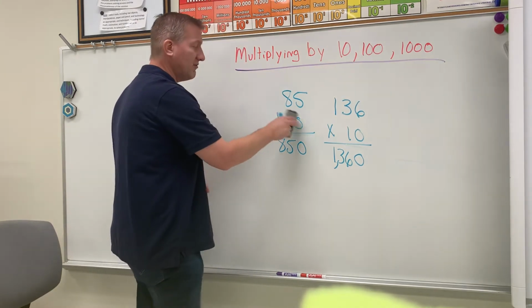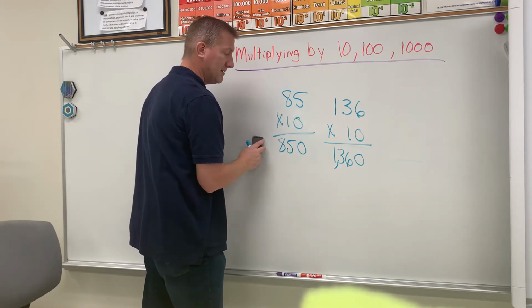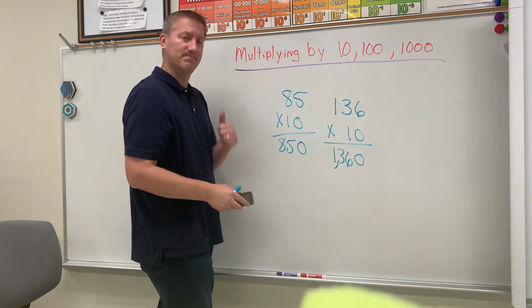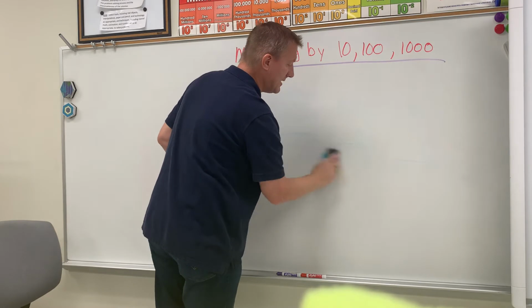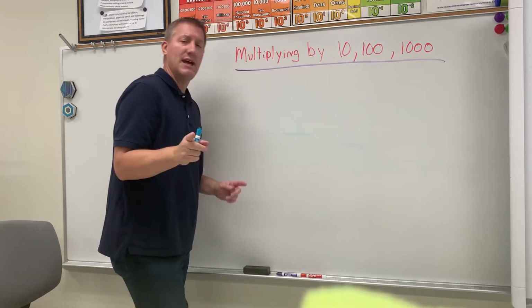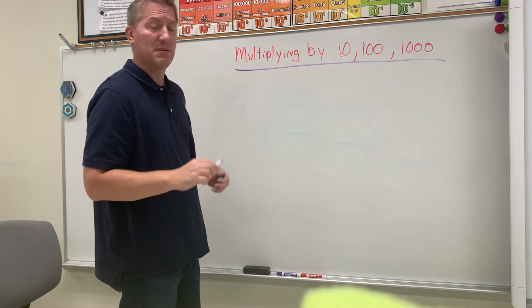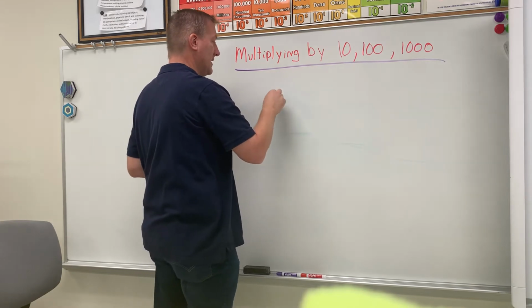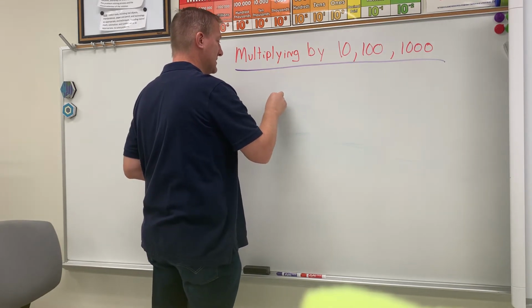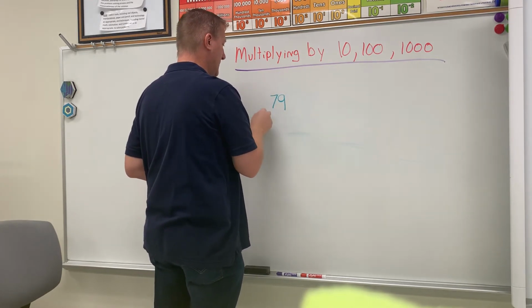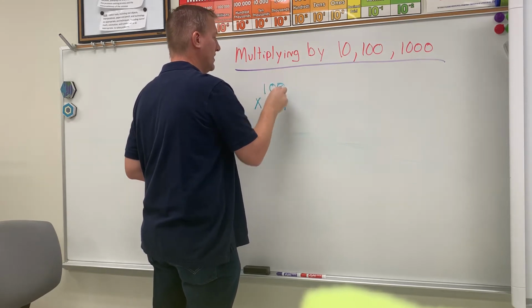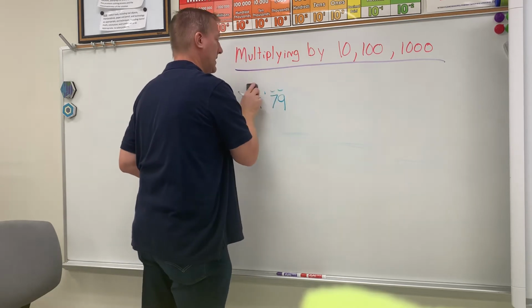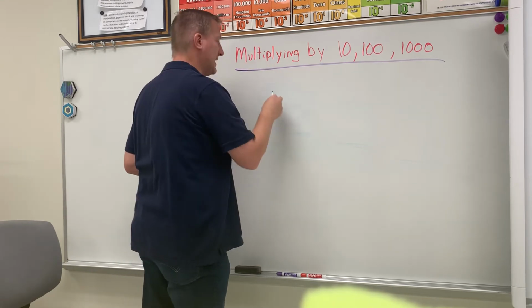Now, let's get rid of these times 10. Times 10 is pretty easy, isn't it? Okay? All right. You're going to use the same thing, same way if you're multiplying times 100. Okay? So let's look at this. Let's look at 79 times 100. Okay?